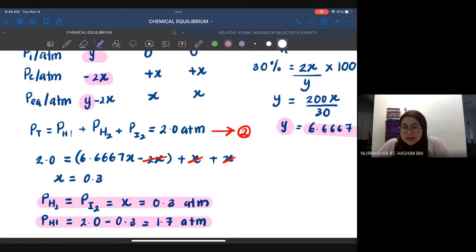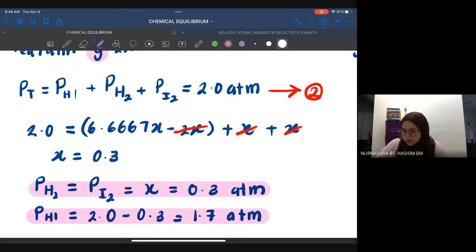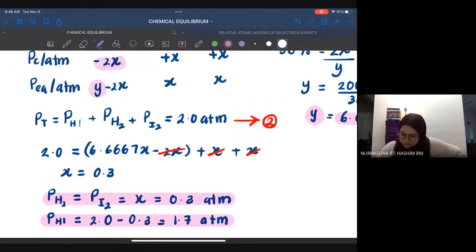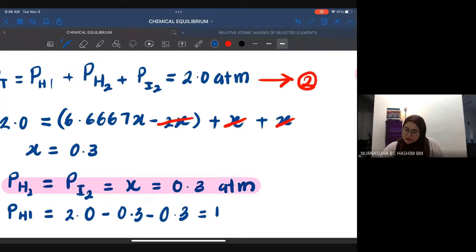Okay, kita tak boleh nak selesaikan unknown Y tu, kita tak tahu berapa. Okay, so we just minus total pressure 2.0 tadi, kita tolak dengan 0.3 nilai X. Sorry. 2.0 minus 0.3 minus 0.3. Kenapa kita tolak 0.3 dua kali? Sebab kita ada dua gas, hidrogen dengan iodine. Kedua-duanya adalah 0.3 atm.